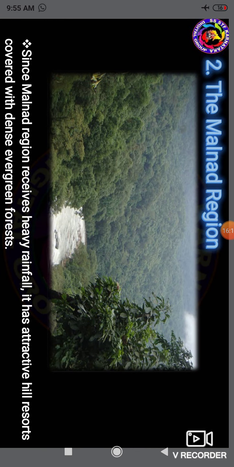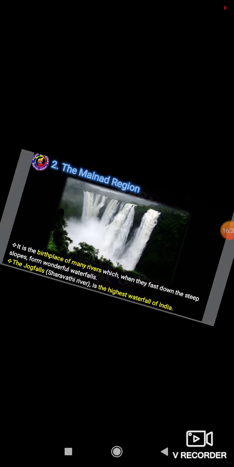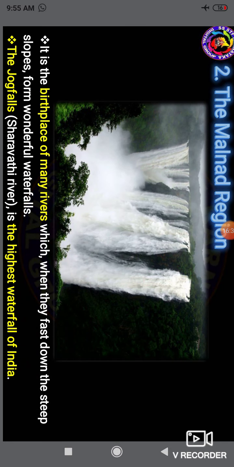And next, since this Malnad region receives heavy rainfall, it attracts hill resorts covered with dense evergreen forests. It is the birthplace of many rivers, which rush down the steep slopes, forming waterfalls, wonderful waterfalls also.